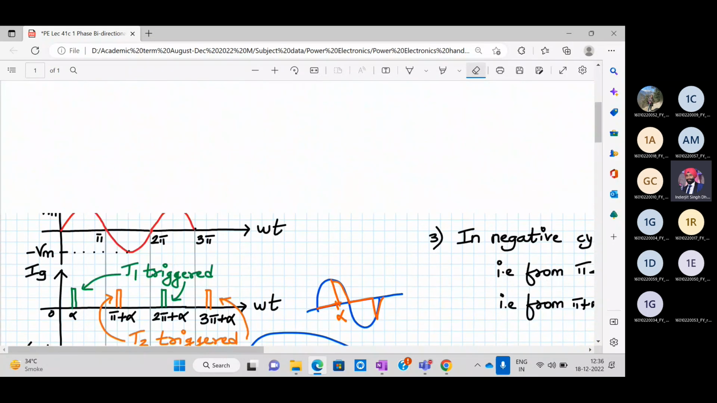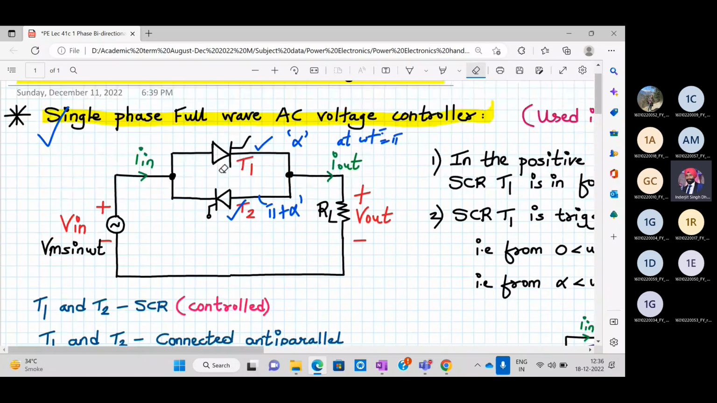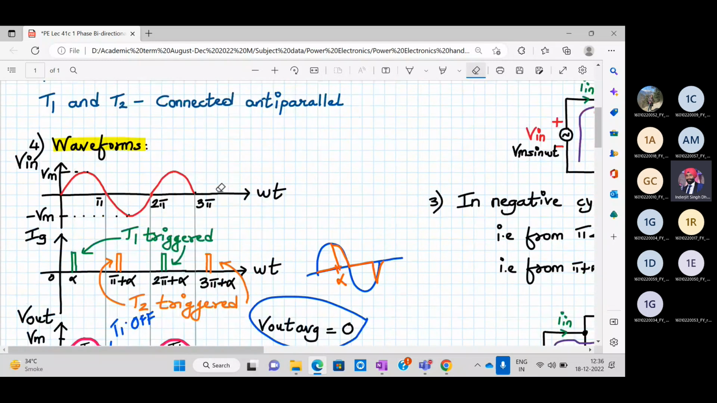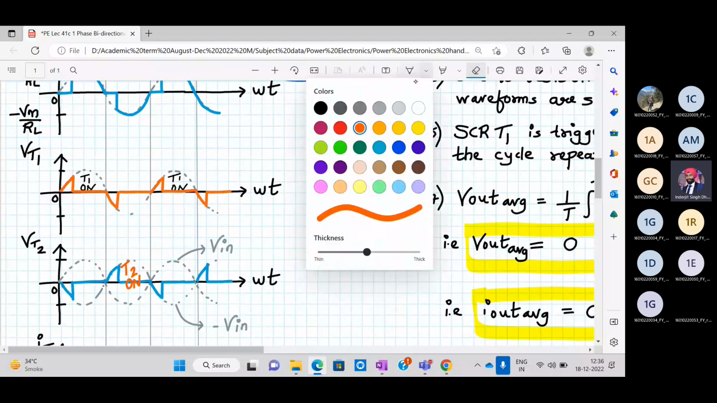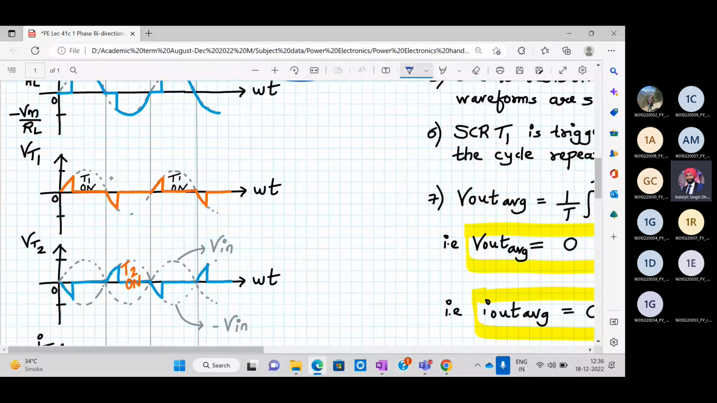See, these two SCRs are connected in anti-parallel mode, correct? So when one is on, the other is off, so its voltage will appear over here. All right. So during this period, from pi to pi plus alpha, none of the SCRs are on. So it will follow the input.